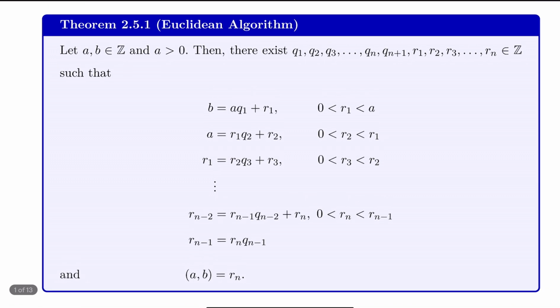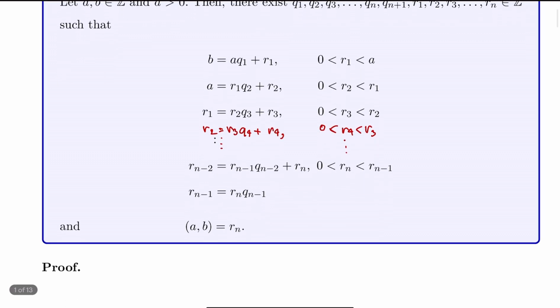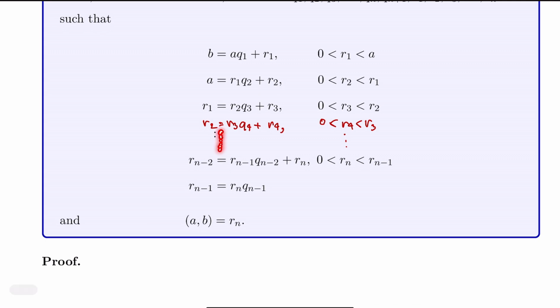Okay? And once we have r3 less than r2, we divide r2 by r3. That means we're going to have r2 equal r3 times the new quotient q4 plus the new remainder, which is r4. And the remainder must be greater than 0 and less than the divisor, so it must be less than r3. Okay. Now we move on to this one here, and so on.